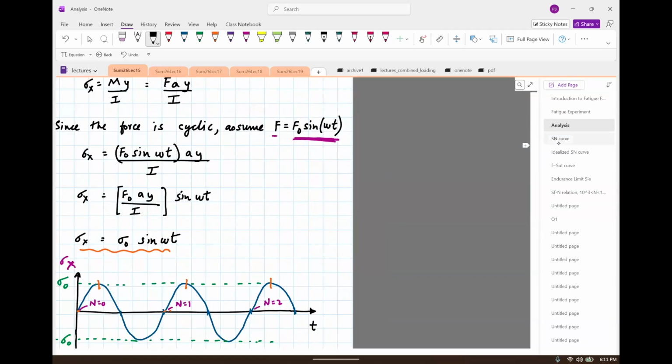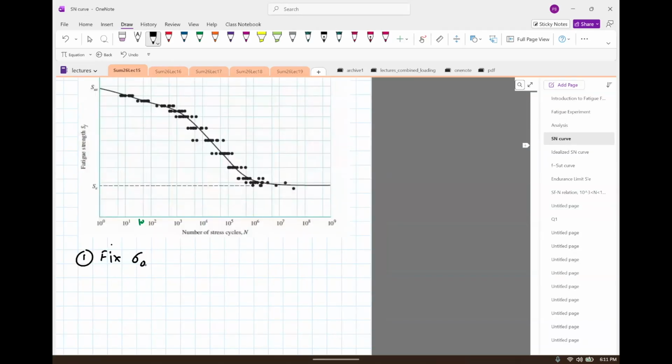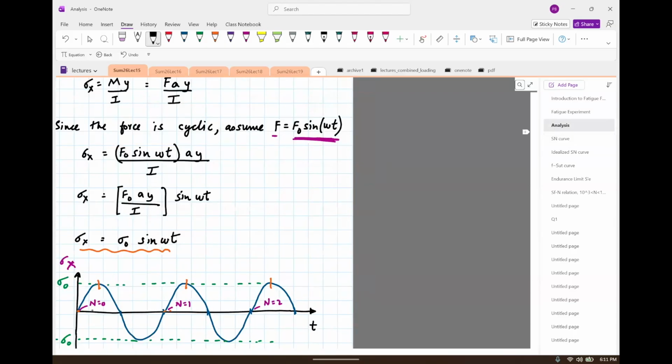So what we can do is fix sigma 0, and then we will follow a procedure where we increase n. What is n? N is basically the cycles. You see all this, n equals 0, n equals 1, and so on. So we can just keep doing this for 100 times, 200 times, 1000 times, and so on and so forth.